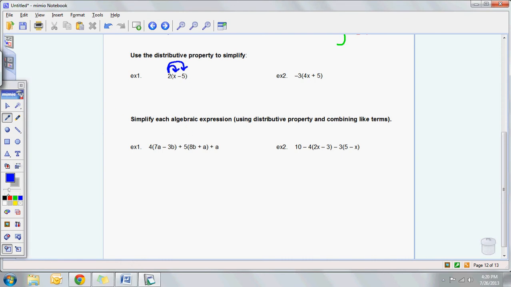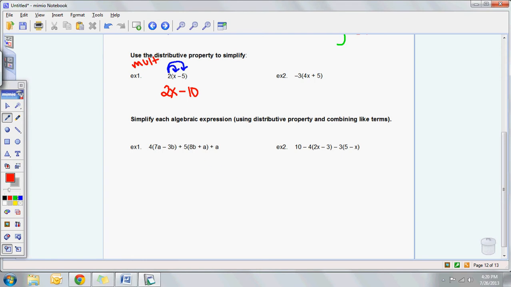And remember, when you're distributing, it's all going to be multiplication. Okay, as you're doing these arrows, that should be a hint you are multiplying this term by the inside terms. So 2 times x is going to give us 2x, and then 2 times a negative 5 is going to give us a negative 10. So we've gotten rid of the parentheses. Last thing to look for when you're simplifying would be like terms, and these are not, so you are finished.